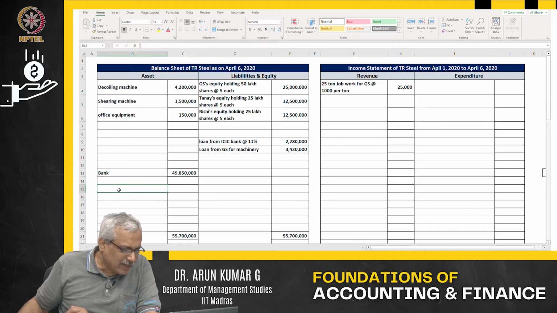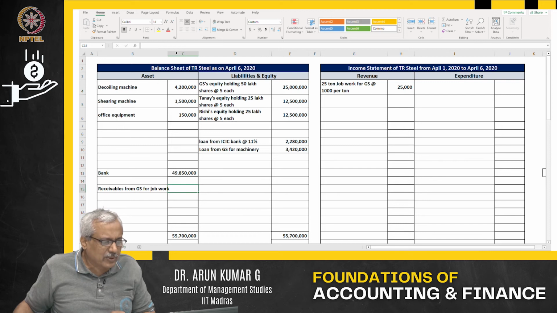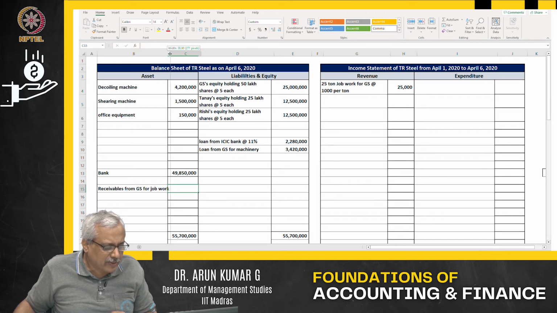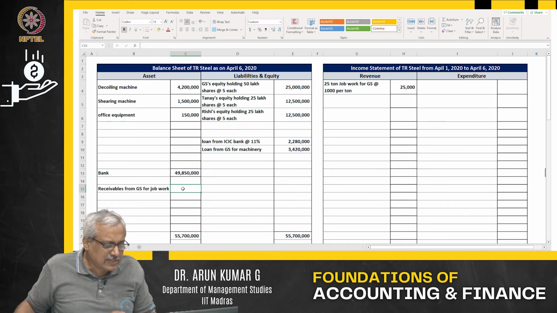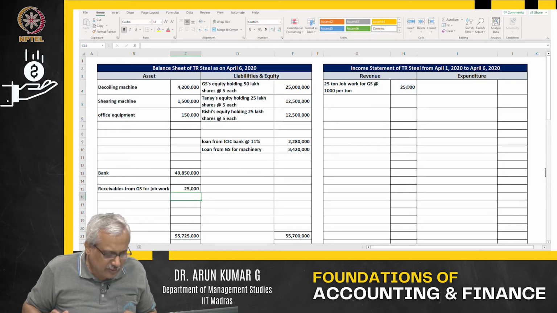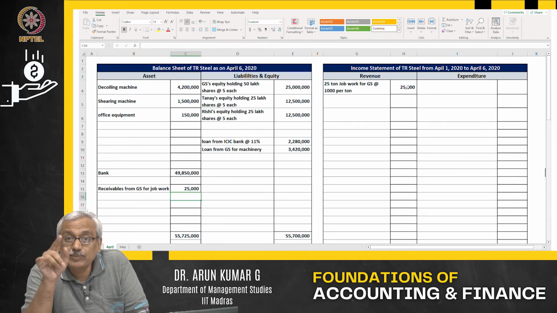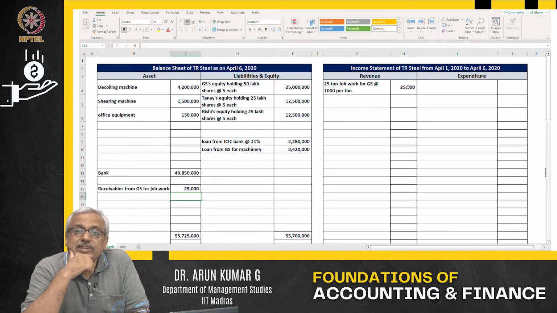So, what is happening? Receivables from GS for job work. You have done a particular job work out there. What is the amount of receivable from GS? 25,000 is the amount of receivable from GS, and that is the money I am eligible to get from GS.